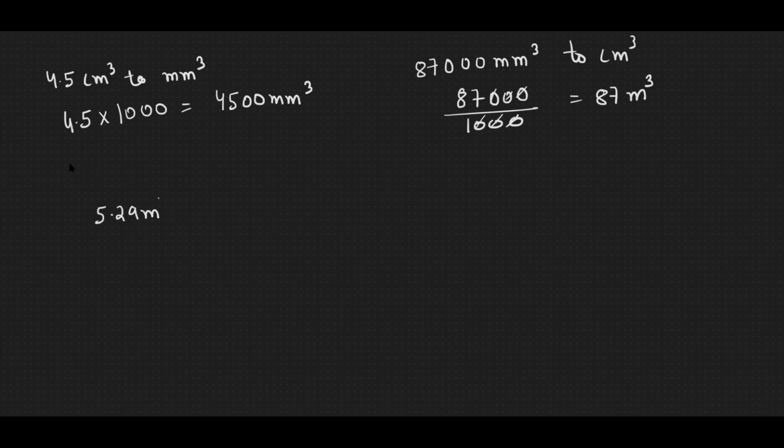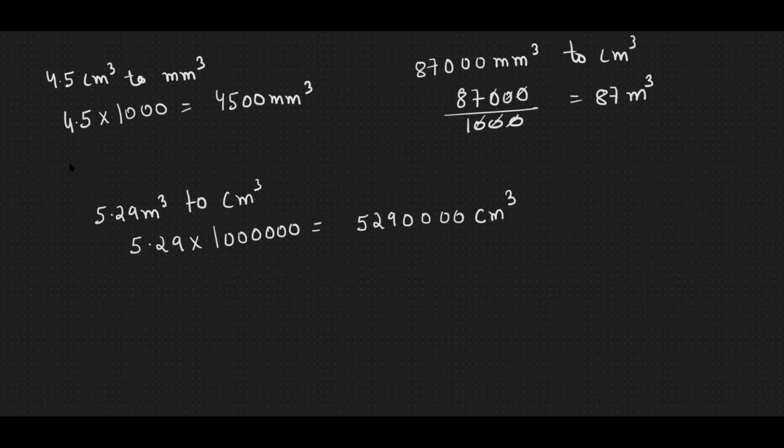Second one, example 15, 5.29 meter cube to centimeter cube. Larger unit to smaller, so we will multiply. So 5.29 multiplied by 1, 2, 3, 4, 5, 6 zeros. So this will be 5,290,000 centimeter cube.